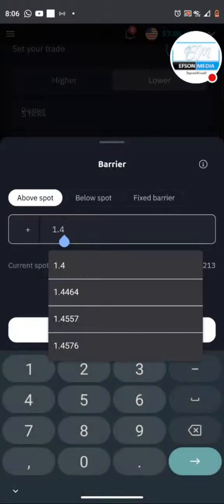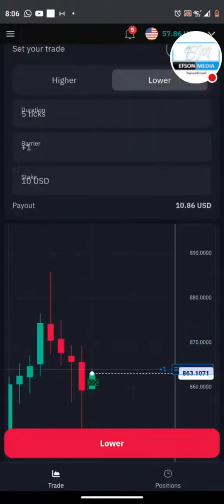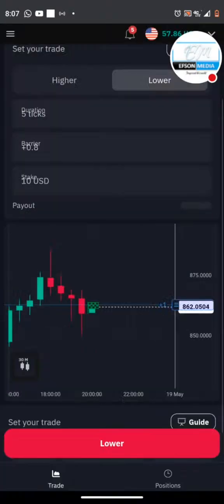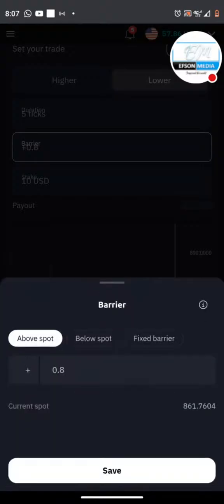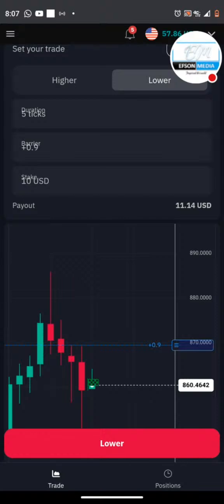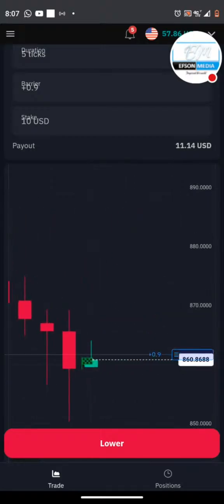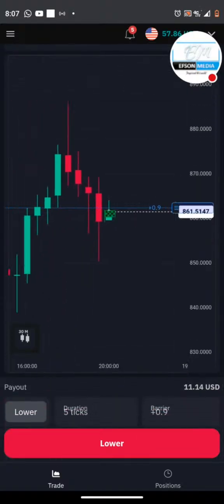If I bring the barrier low, like 1, I'll be getting 86 cents. If I bring it lower, like 0.8, it means I'm getting $1. But in order not to take more or to risk your money too much, you set the barrier a little bit far from the candle so that you are sure that it won't move outside the blue line.